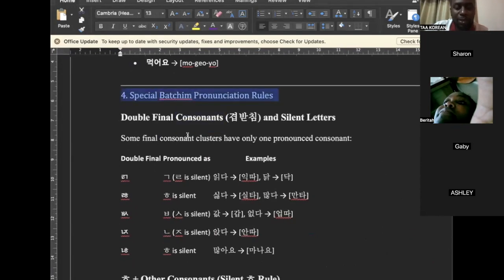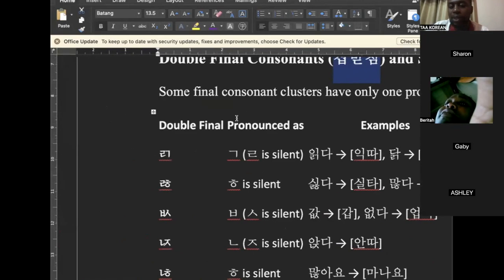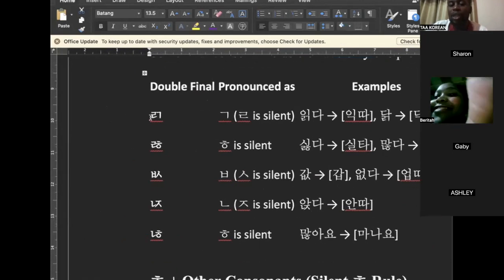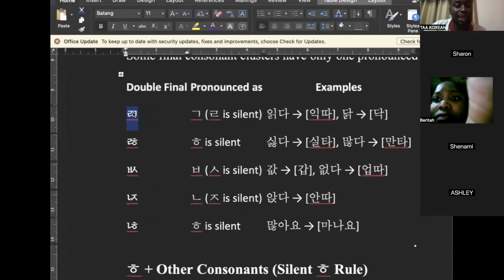You have the special Batchim pronunciation rules. What do you call a kyop Batchim? Sometimes in Korean you have words with two Batchims, a double final Batchim, like an L and a G, L and H, B, S, N, J, and H. Now if you have a word like this one, the silent I, L, G, D, A, right? Now what happens when you get here?